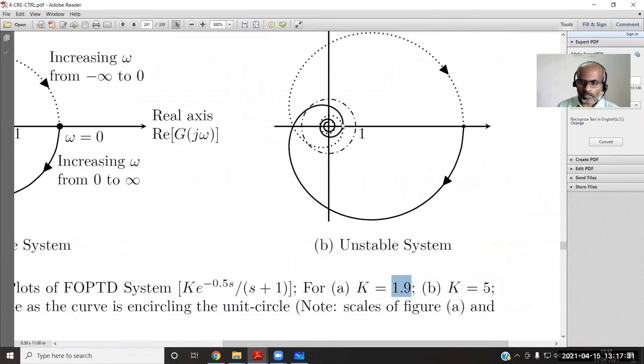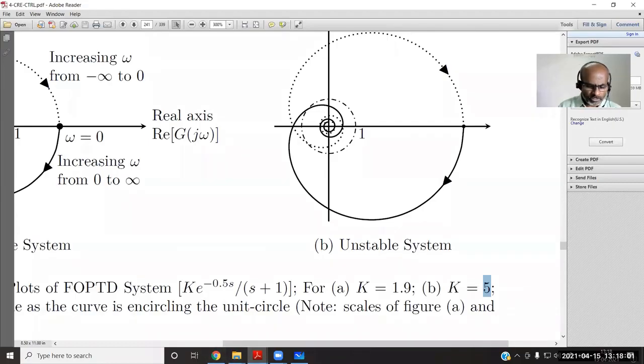Here the -1 point and the unit circle are of this diameter, and the system is K into e power minus 0.5 s divided by s plus 1 with a value of K equal to 5. For that, the Nyquist plot goes around this unit circle, so it is an unstable system. To say something about stability with the Nyquist diagram, you should compare with this unit circle. Okay, that's our point.